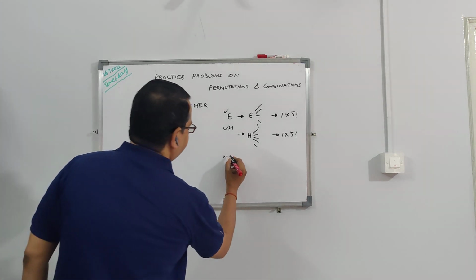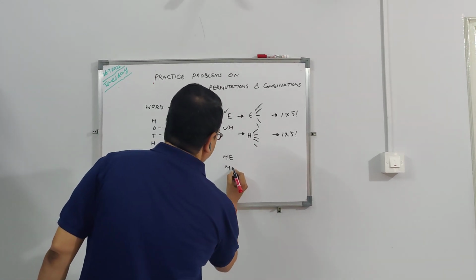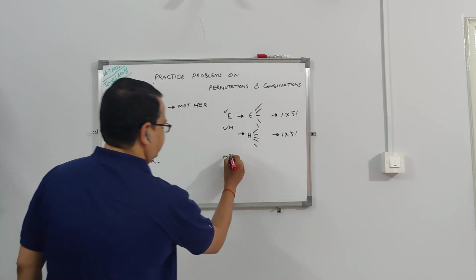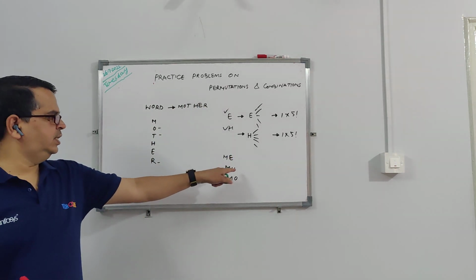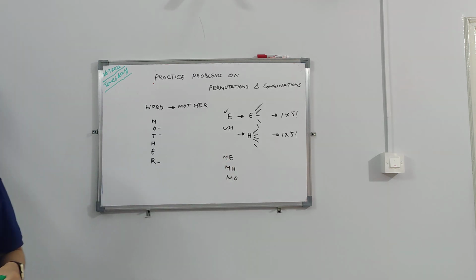So you will have something called ME. Before MO, ME will come before MO. Similarly, MH also will come before MO, because in the dictionary that is how it is. This E and H are coming before O. Right? So it is ME and MH.